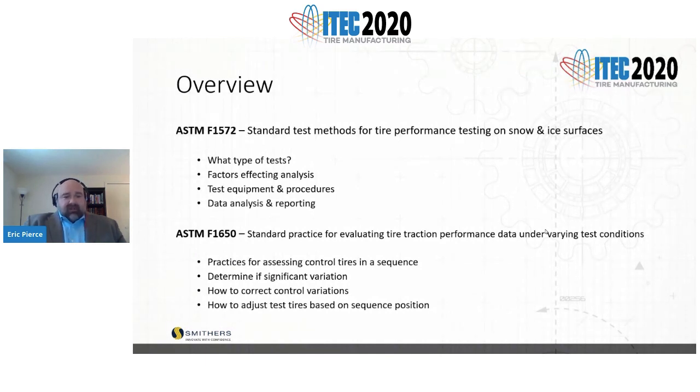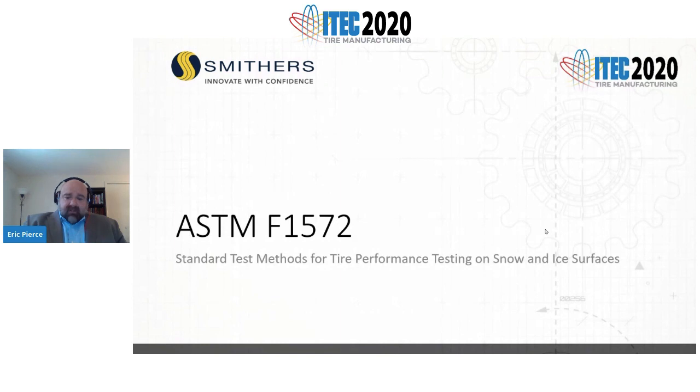Second standard we're covering is ASTM's F1650, which is a practice for how to evaluate tire traction performance data for different test conditions. Basically, we're going to look into the practices for assessing control tires in a sequence, how to determine if there's significant variation, and how to correct for control variations if there is significant variation. And finally, how to adjust test tires based on their sequence position. We're going to start out with 1572, which is these different test methods for winter surfaces.